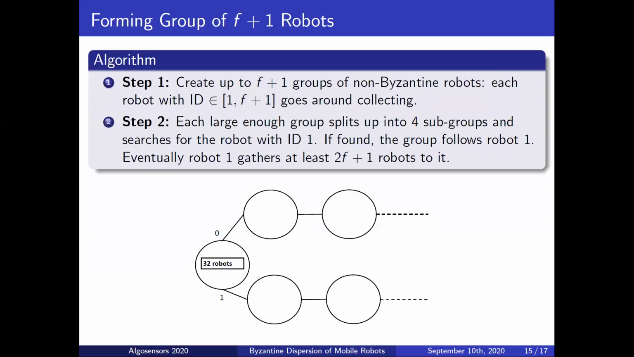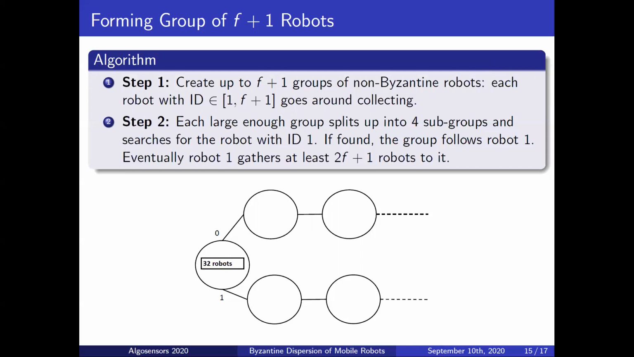Well, there's a simple two-step algorithm we use. First of all, recall that there are F robots. So initially, we have all robots with IDs in the range 1 to F+1 go around this ring and collect any robots they can see. And if you'll recall, at least one of the robots with such an ID should be non-Byzantine. So at least one of them would have made the trip around the circle.